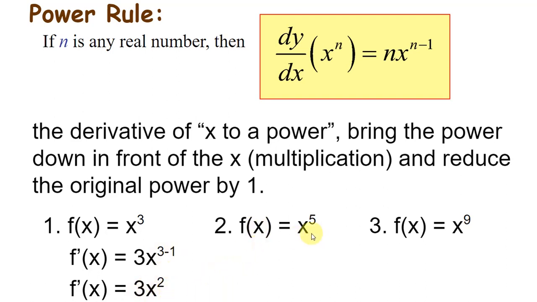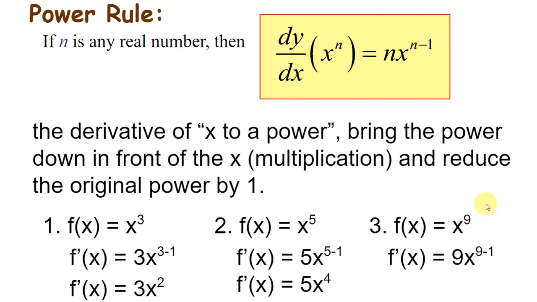Try this one. If I want to find the derivative of this, I'm going to bring the 5 down in front, and then take away 1 from the exponent, and that leaves me with 5x to the 4th. Try this one. I'm going to take the 9, bring it in front, and make the exponent 9 minus 1, and that gives me 9x to the 8th. The derivative of x to the 3rd is 3x squared. The derivative of x to the 5th is 5x to the 4th.